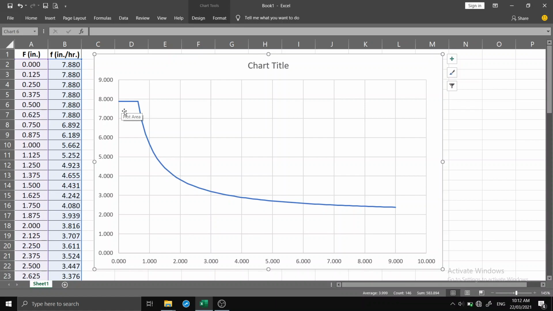So again, since our rainfall intensity is greater than the maximum hydraulic conductivity, the infiltration rate is equal to the rainfall intensity until a volume Fs, which is equal to 0.625, is reached. And after that point, the infiltration rate is given by the Green-Ampt equation. And this is the plot.